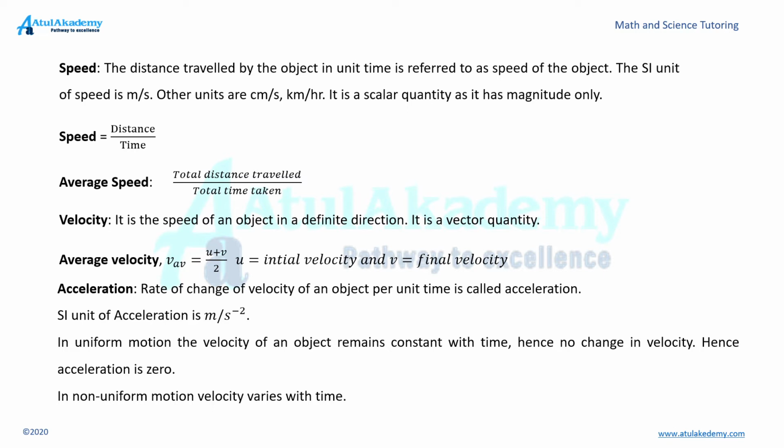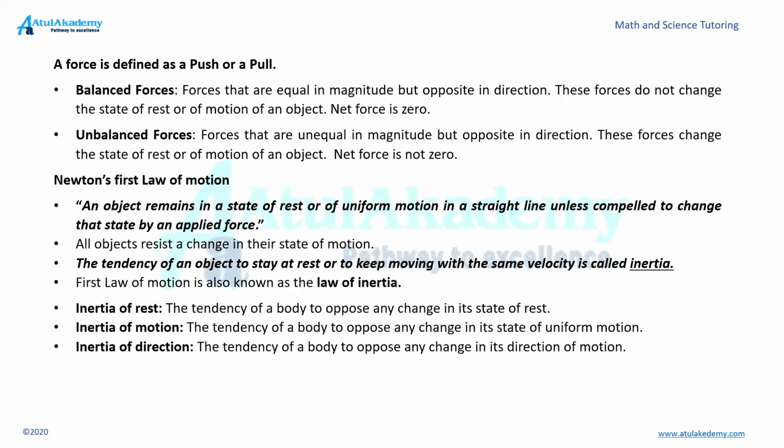time. Now acceleration. Rate of change of velocity of an object per unit time is called acceleration. So SI unit of acceleration is meter per second square. Now in uniform motion, the velocity remains constant. Hence there is no change in velocity, meaning acceleration is zero. In a non-uniform motion, velocity changes with time, so hence there is an acceleration.